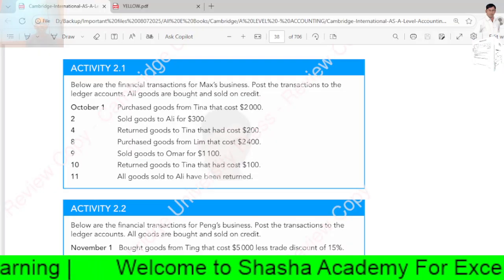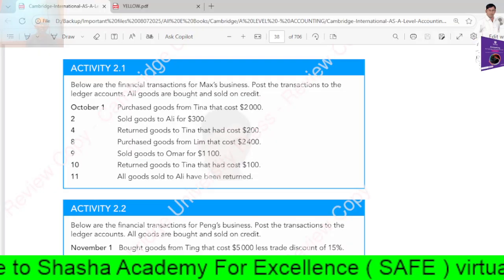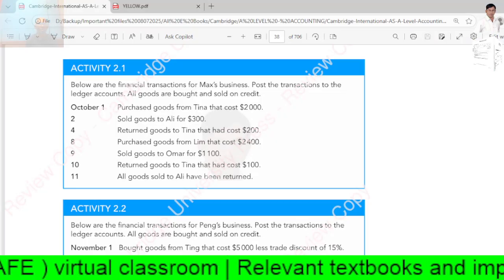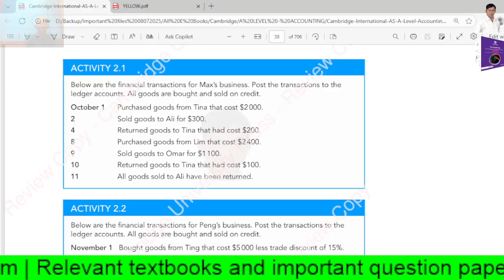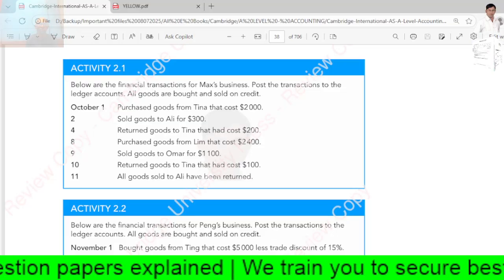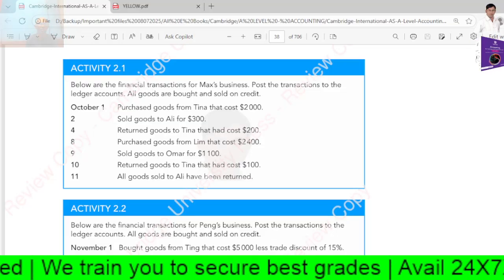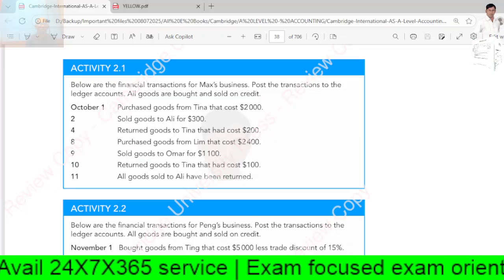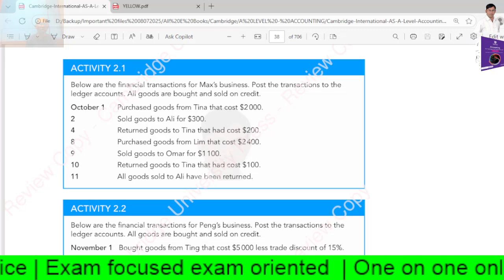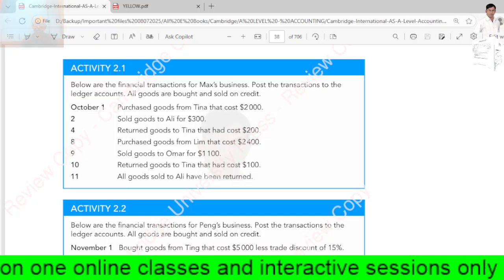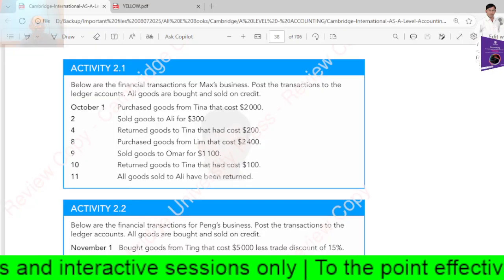So today we'll discuss activity 2.1. This is David Hopkins' latest textbook. We'll start. Below are the financial transactions for Max Business. Post the transactions to the ledger accounts. All goods are bought and sold on credit. So basically, no bank account is involved here.